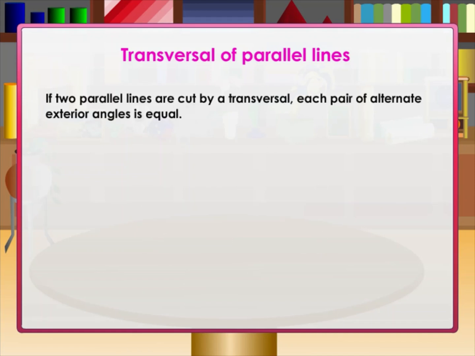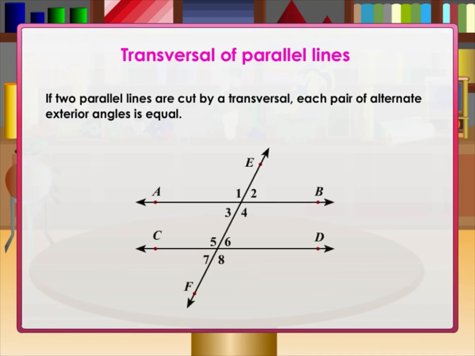If two parallel lines are cut by a transversal, each pair of alternate exterior angles is equal. Angle 1 and angle 8 are alternate exterior angles. They are equal in measure. Angle 2 and angle 7 are alternate exterior angles. They are equal in measure.